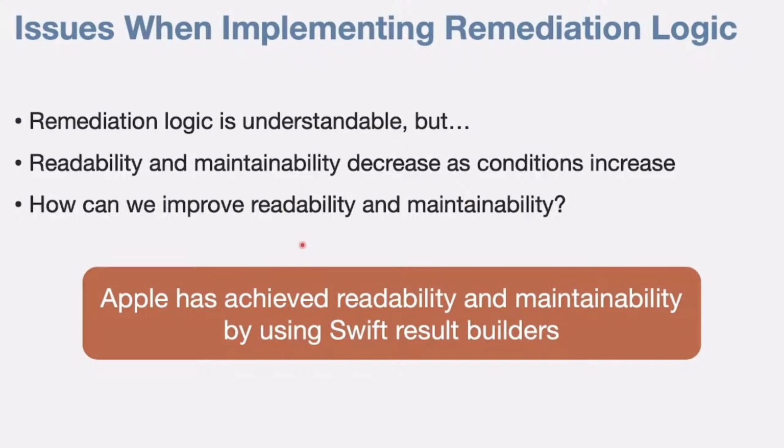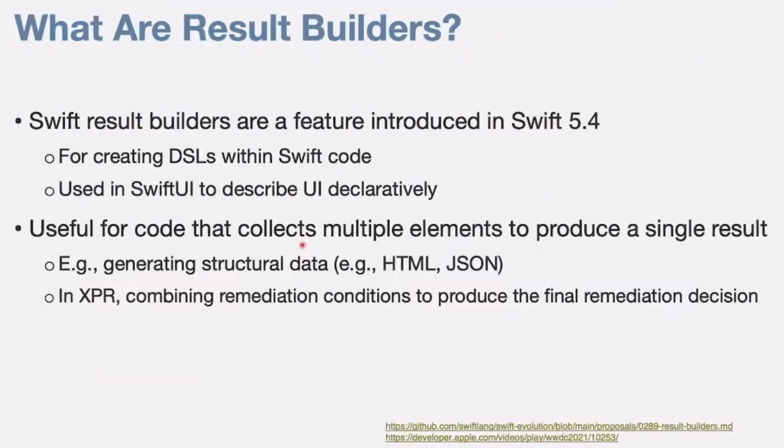Apple's answer is to use Swift result builders. So what exactly are Swift result builders? They were introduced in Swift 5.4 to make it easier to write domain-specific languages. If you've ever worked with SwiftUI, you've already used them. They are used to describe UI declaratively, but they are not just for UI.